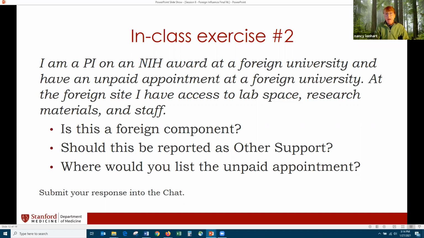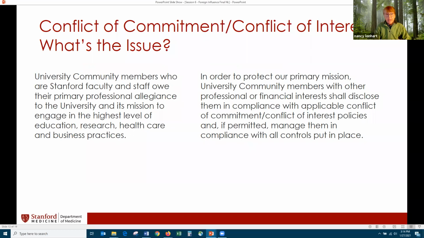Okay, all right, so moving on. What are some other considerations and documents that we need to be mindful of? That is the conflict of commitment and the conflict of interest. And these are a little bit tricky. We don't typically work with these documents. What we need to be mindful of as research administrators is to make sure that our PIs are keeping these forms up to date.